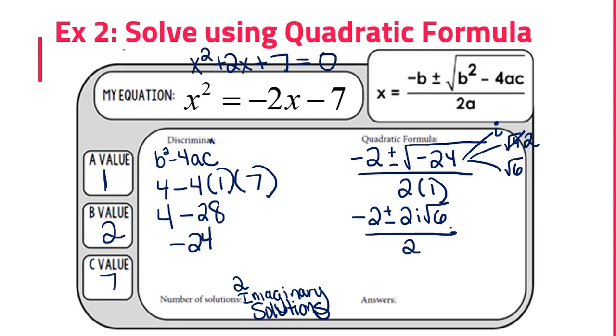Now, this 6, again, guys, it's under the radical, under the square root sign, so I can't simplify it any further, but I can take care of all these 2's. So I'm going to factor out or divide away a 2 under both of them. So that's going to be negative 1 plus or minus 1i square root of 6 all over, well, technically a 1, so I technically don't even need the all over, do I? That would be my answer right here. Notice it's 2 imaginary solutions, so a plus version and a subtract version.